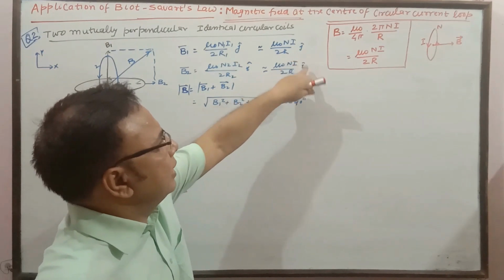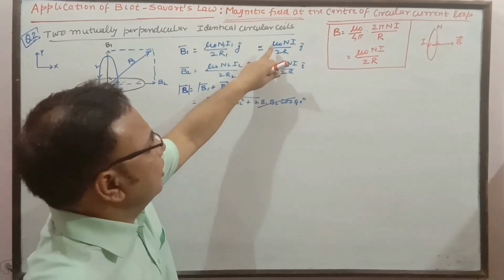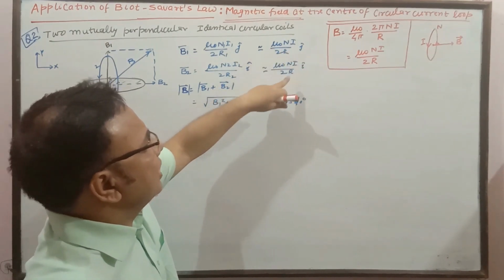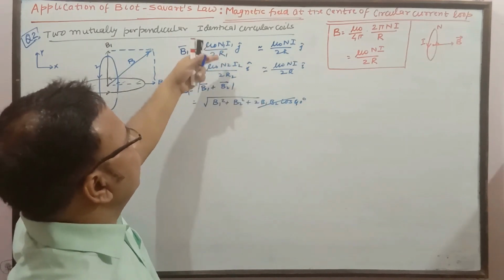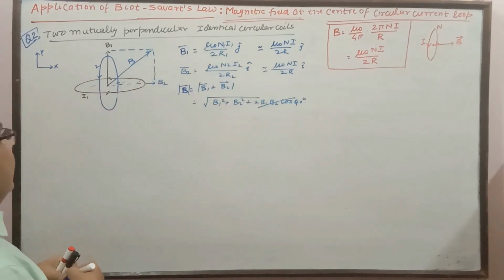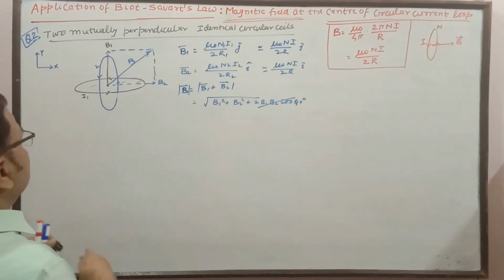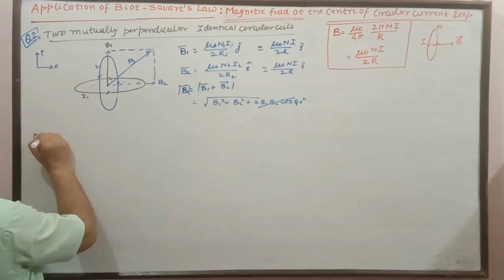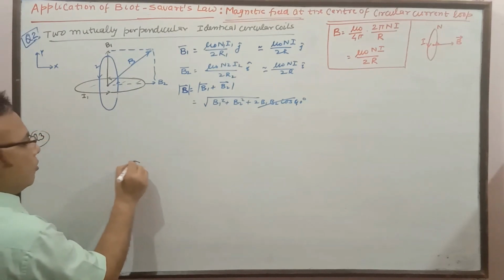Magnitude, this j and I reduces to unity. If the values are the same, N1, N2 same, I1, I2 same, R1, R2 same, or if they are different, accordingly you find out and put the values here. In the same way, if non-mutual, if the coils are not perpendicular, we are going to find out the third case, coils are not perpendicular.